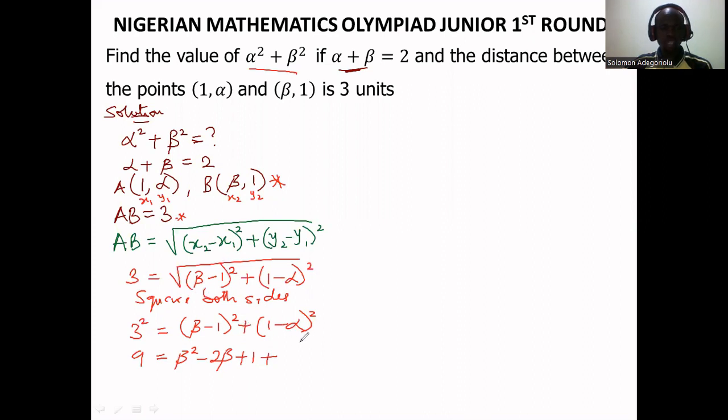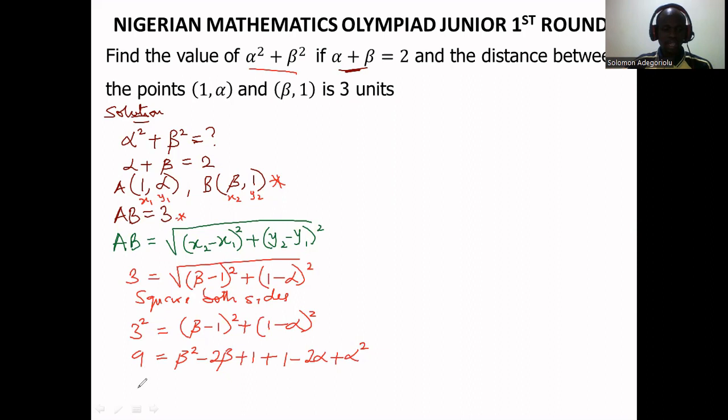To open the second bracket, what do we have? That's going to be 1 squared, which is still going to be 1, all right? And we have 2 times 1 times minus alpha. That's going to give us minus 2 alpha, all right? And minus alpha times minus alpha. That means minus alpha raised to the power of 2. That's going to give us plus alpha squared.